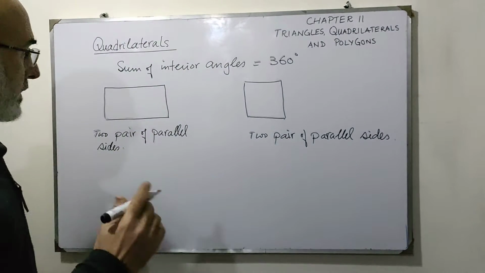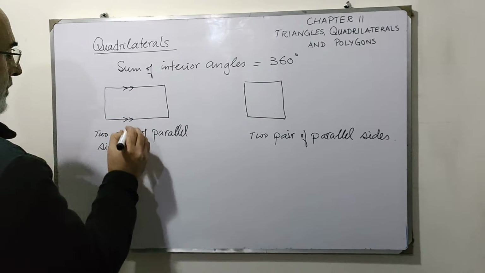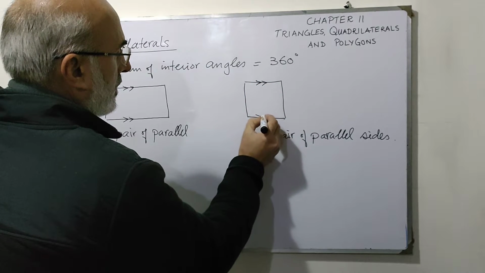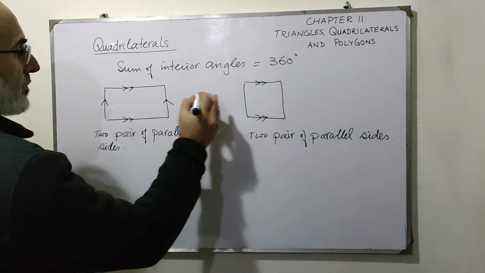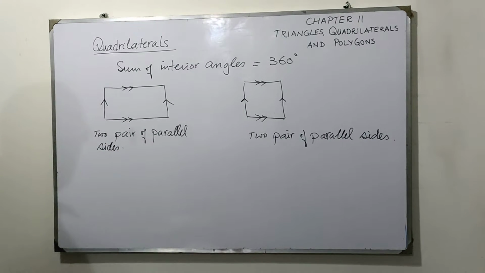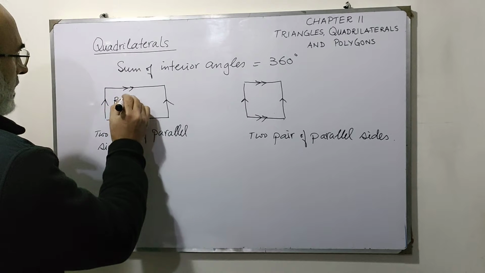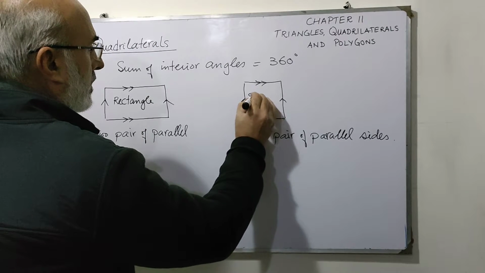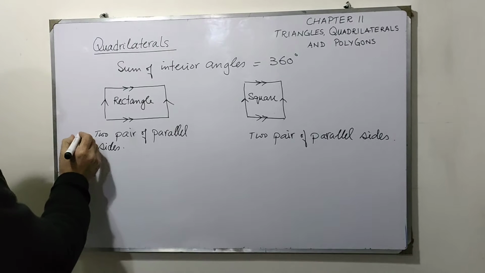Now, which are these parallel sides? For this rectangle, this is parallel to this, and for square, this is parallel to this. For rectangle, this is parallel to this, and for square, this is parallel to this. Okay. We can write here this is rectangle, and this is square, just to make sure that we don't forget this. So this was the first property.